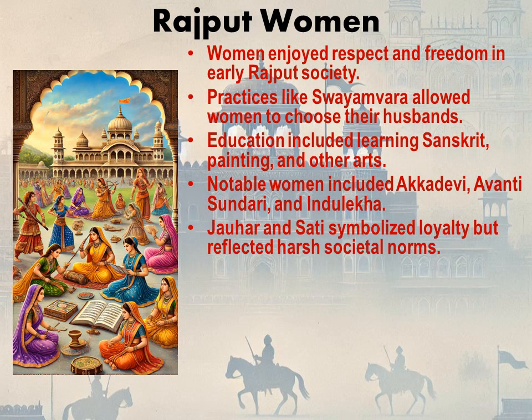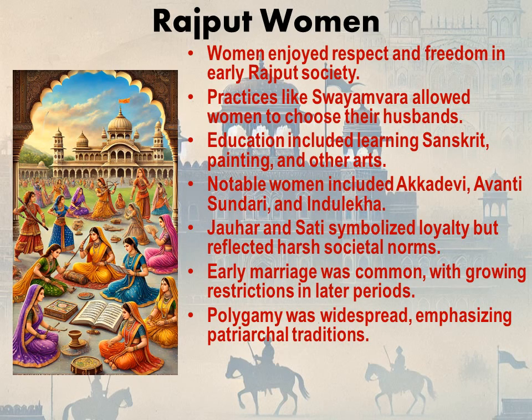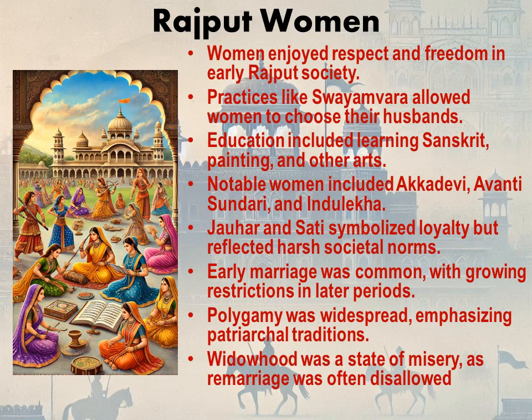Jauhar and Sati symbolized loyalty but reflected harsh societal norms. Early marriage was common, with growing restrictions in later periods. Polygamy was widespread, emphasizing patriarchal traditions. Widowhood was a state of misery, as remarriage was often disallowed.